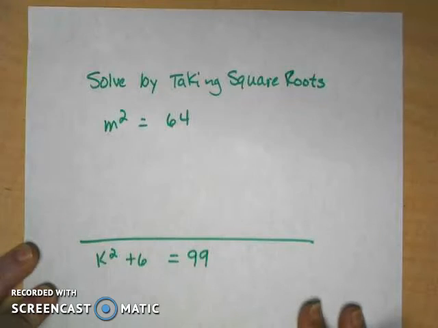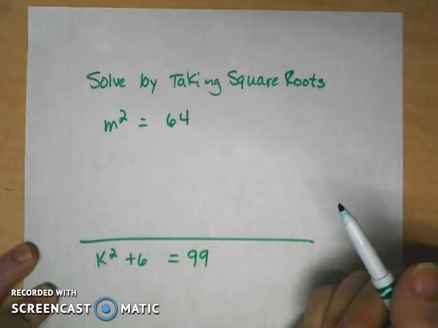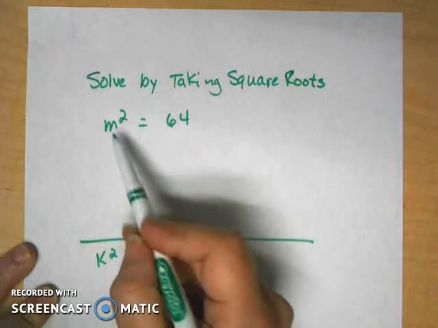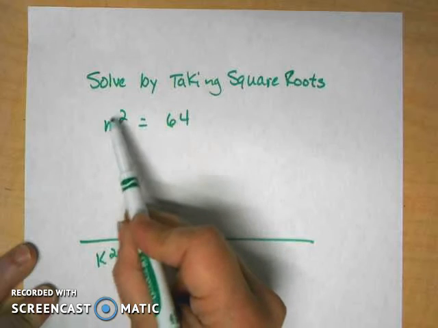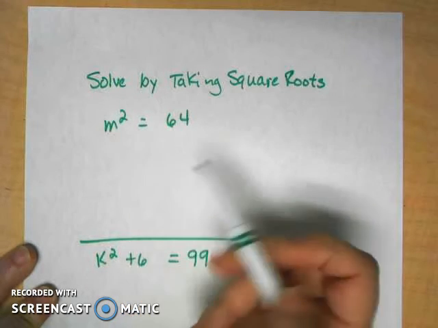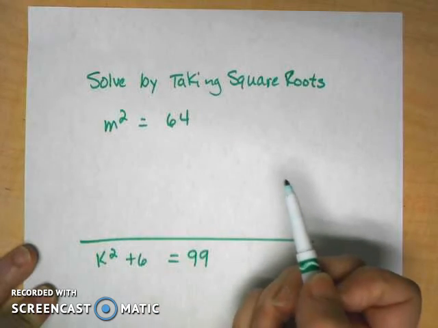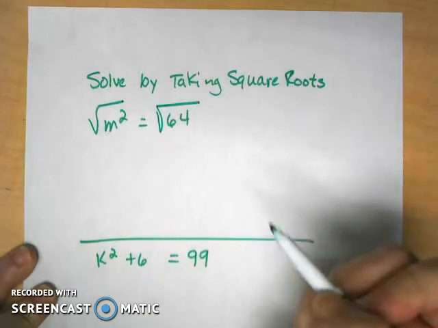Okay, so we're going to solve some quadratics by taking the square root of both sides of the equation. So what we're going to do first is just look at this simple equation. We already have the quadratic term, meaning the variable that is being raised to the squared power. It is already isolated, so this one's ready to have the square root taken on both sides of the equation. So we're going to take the square root of both sides of the equation.